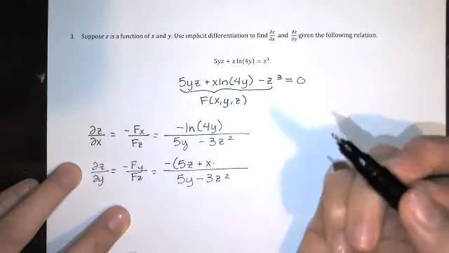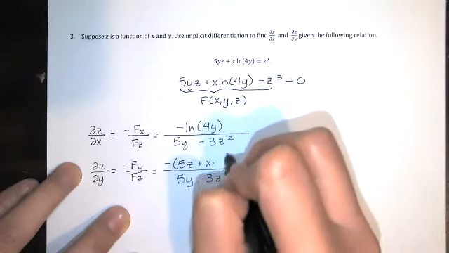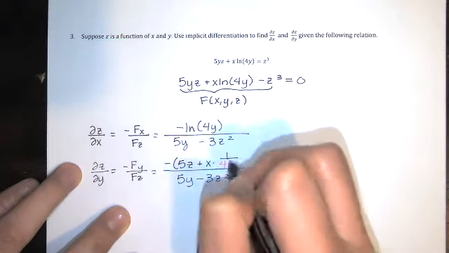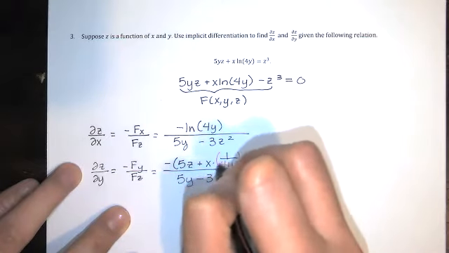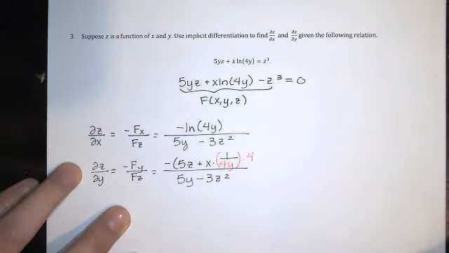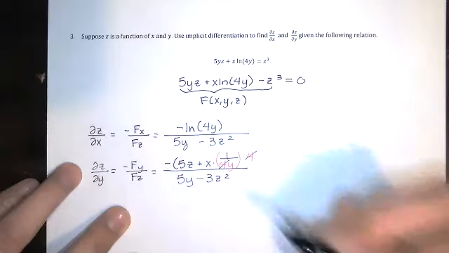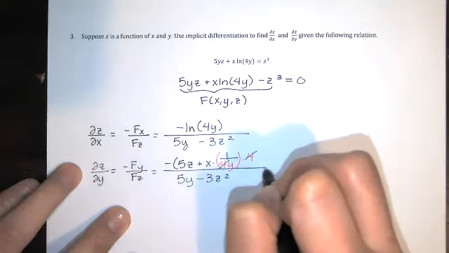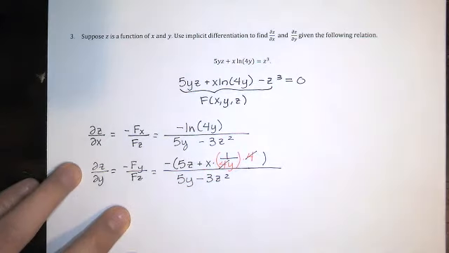Well, that requires the chain rule. The derivative of log of a function of y is 1 over that function. And then we multiply by the derivative of the inside with respect to y, which happens to be 4. And those 4's reduce. And the derivative of z cubed with respect to y is 0. So this is our answer.